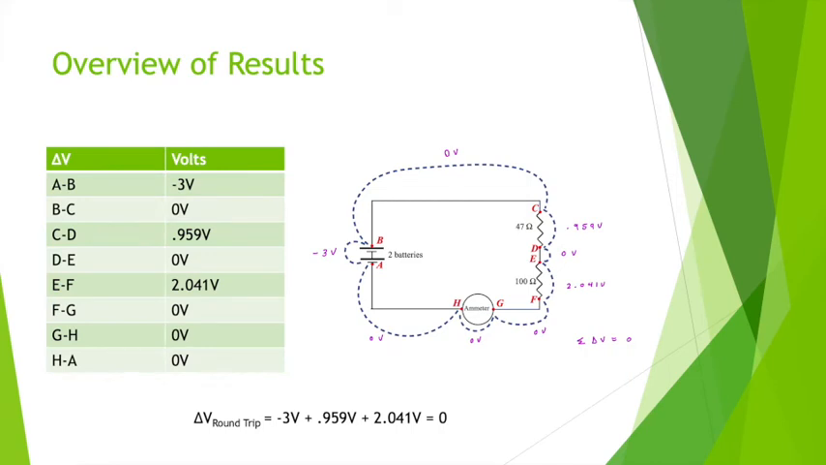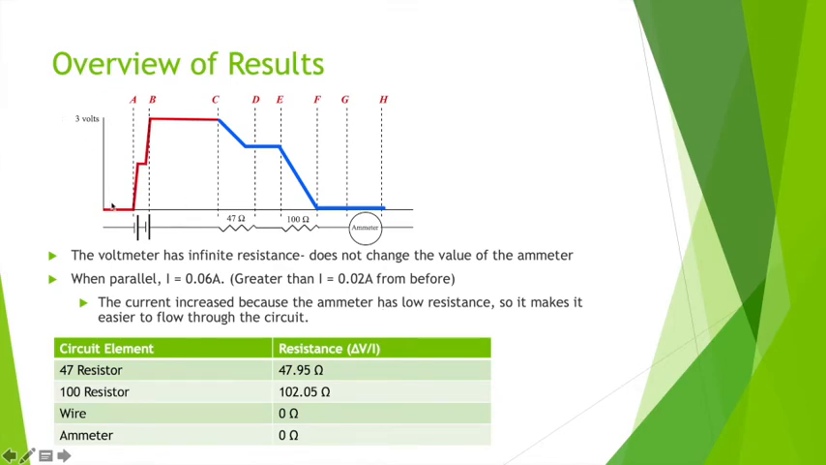Okay, this is an overview of my results. As you can see, I have labeled all of the corresponding potential differences from each point on this diagram, and I've also shown it in this table. And this satisfies the conservation of energy, which is the loop rule, which states that the sum of the potential differences is equal to zero, which is our case here. And just looking at this diagram, it shows the voltage across different points, and that just summarizes the results found in the previous lab. And the voltmeter has an infinite resistance, which means that it does not change the value of the ammeter.